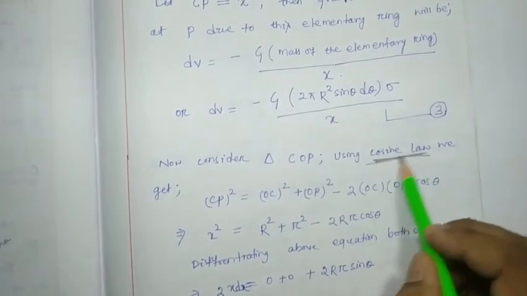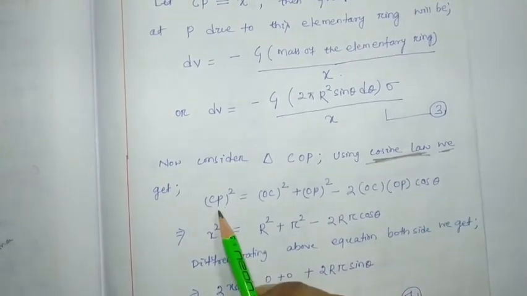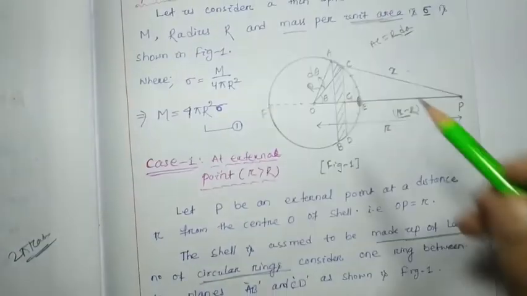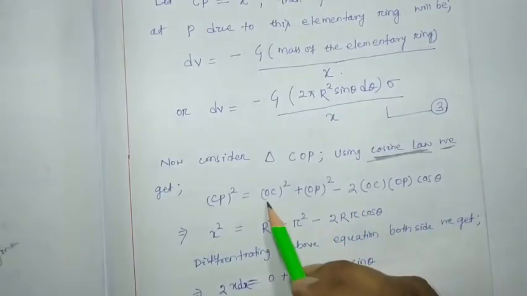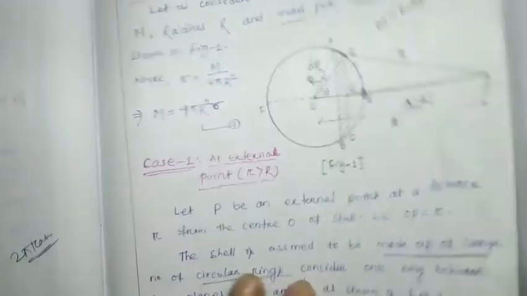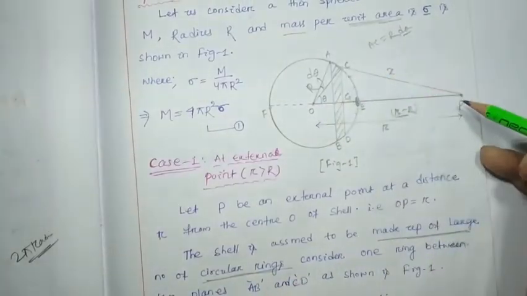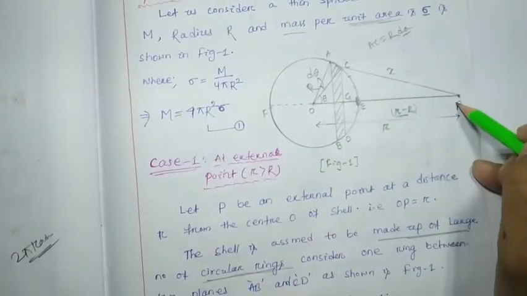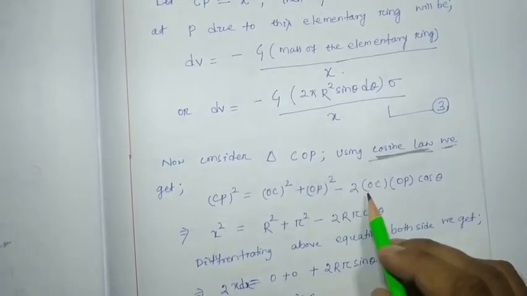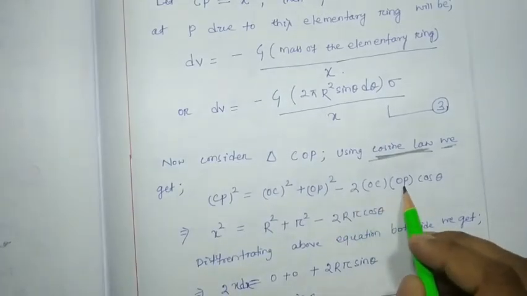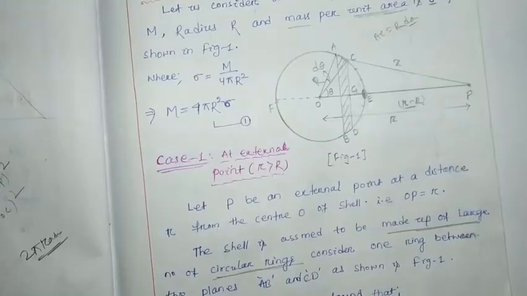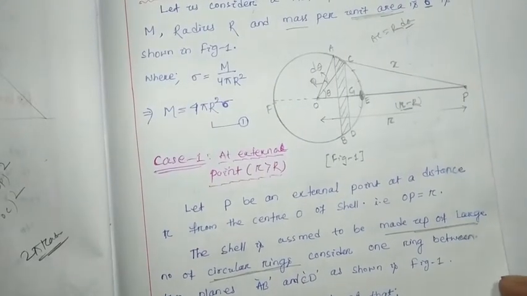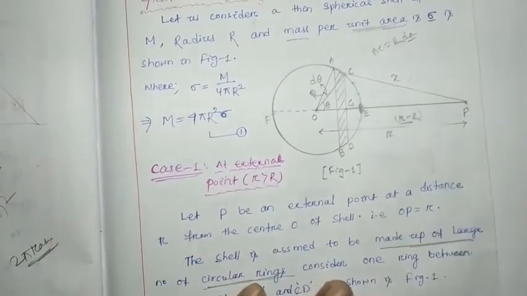As per the cosine law, we can find CP square. CP square is equal to OC square plus OP square minus 2 OC OP cos theta. This is the cosine law. Okay, so here I am going to show you.